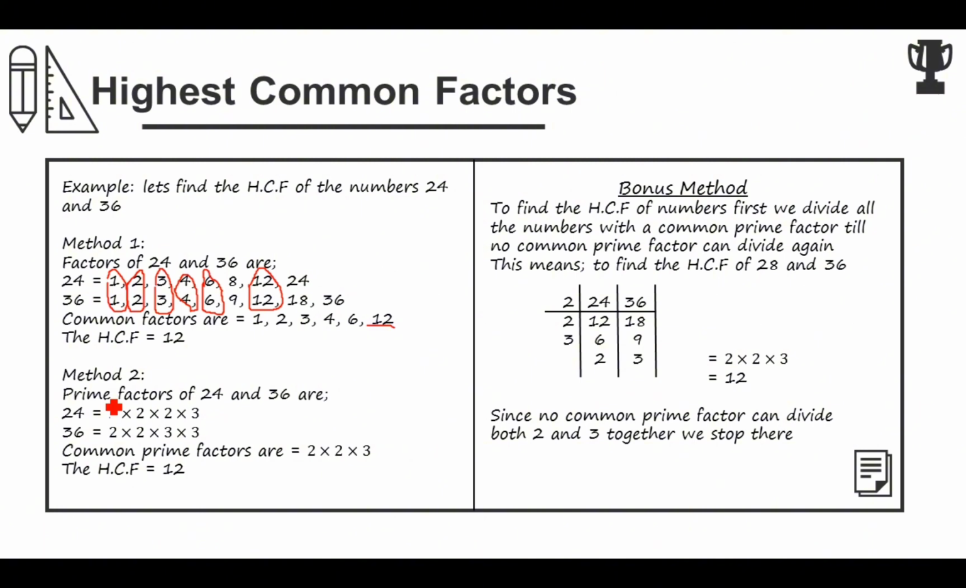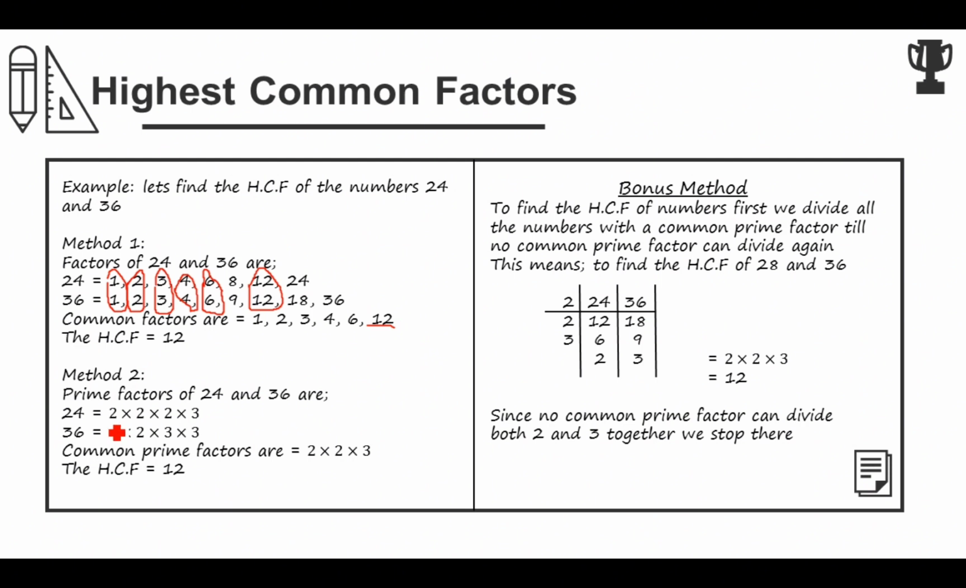First we will express the numbers as a product of its primes. That is, we do prime factorization for each of the numbers. So if you have to express 24 as a product of its primes, you have 2 times 2 times 2 times 3. And if you have to express 36 as a product of its primes, you have 2 times 2 times 3 times 3.